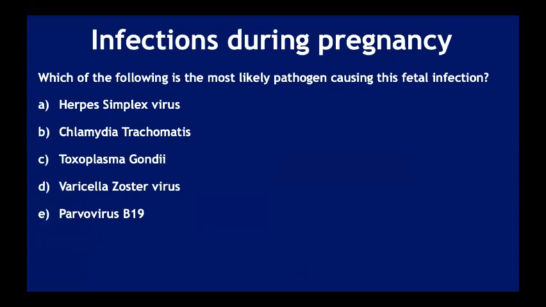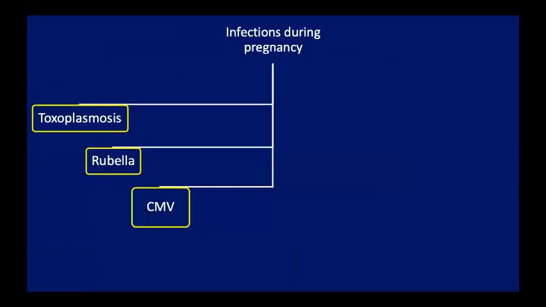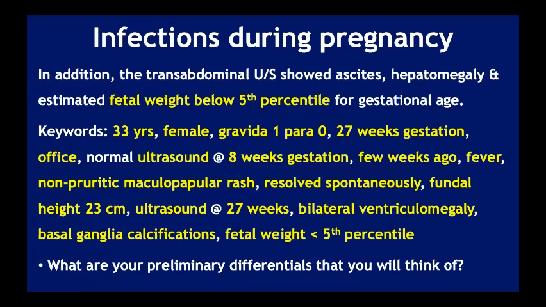Okay, so going back to the case quickly and collecting the keywords. So as mentioned, this is a 33 years old female, gravida 1 para 0, 27 weeks gestation, and now presenting with an ultrasound at 27 weeks, but the fundal height is 23 centimeters. So there's discrepancy between the gestational age and the fundal height. In addition, a few weeks ago, she had fever, non-pruritic rash. So fever during pregnancy and the rash, for sure, this indicates infection. Resolved spontaneously, fundal height 23 centimeters, ultrasound at 27 weeks, bilateral ventriculomegaly, basal ganglia calcification, and the fetal weight is less than the 5th percentile.